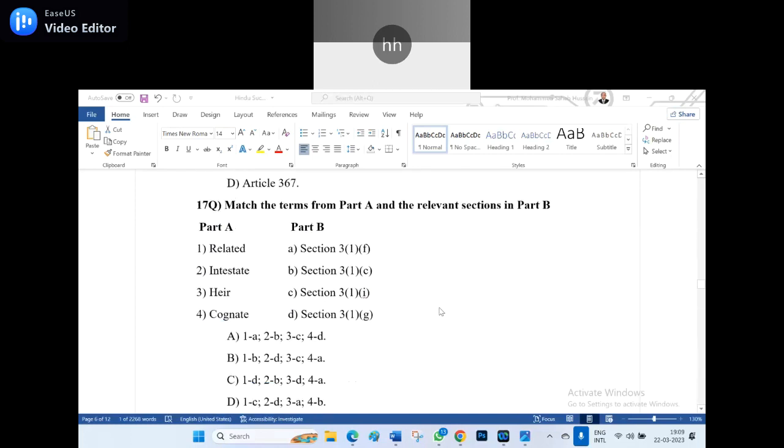Match the following. Match the items from part A with the relevant sections in part B. Part A: 1 relates, 2 interstate, 3 heirs, 4 cognates. Part B: A. section 31F, B. section 31C, C. section 31I, D. section 31G. Options: A. 1A, 2B, 3C, 4D. B. 1B, 2D, 3C, 4A. C. 1D, 2B, 3D, 4A. D. 1C, 2D, 3A, 4B.